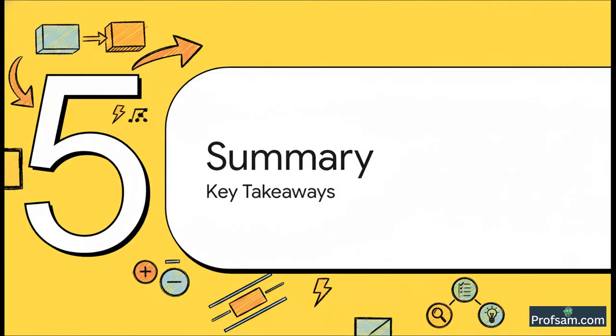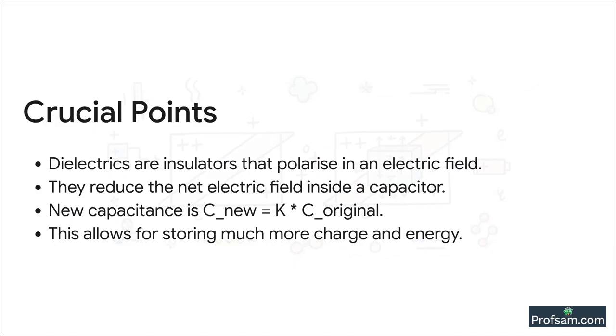We're almost at the end. Let's quickly summarize all the key points we've learned and also see how this topic connects to what we are going to study next. So, to sum it all up, first, dielectrics are just insulators that polarize when you put them in an electric field. Second, their main job is to reduce the net electric field inside the capacitor. Third, because of this, the capacitance increases by a factor of K, so C new is K times C original. And finally, the big advantage is that this lets capacitors store a lot more charge and energy. Now, understanding this properly is absolutely crucial for our next topic, which is the combination of capacitors.